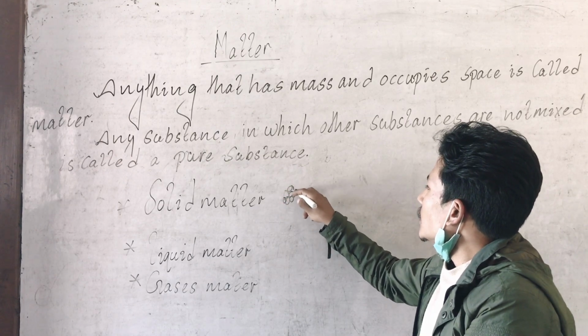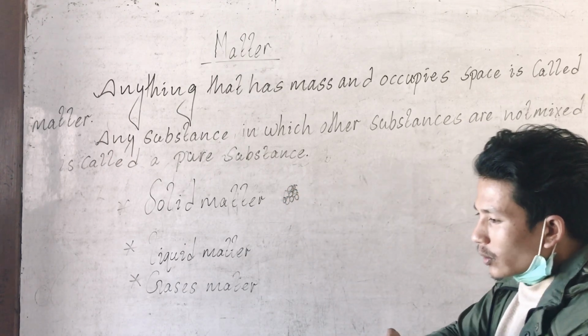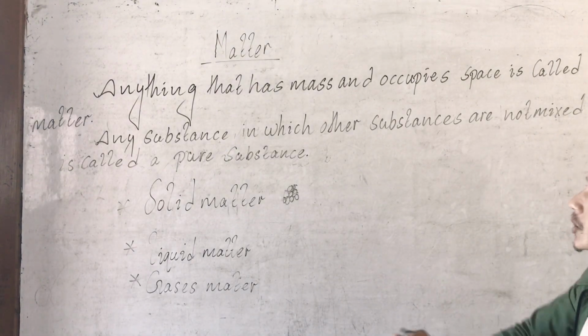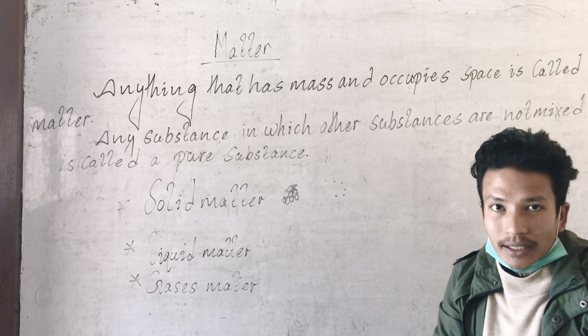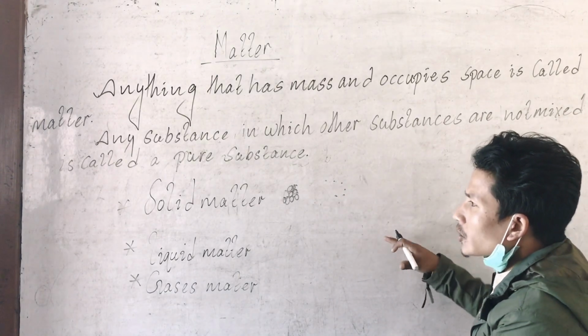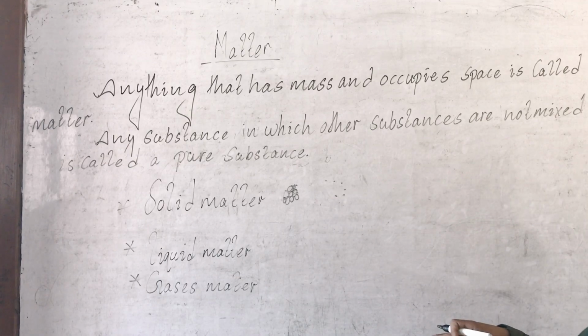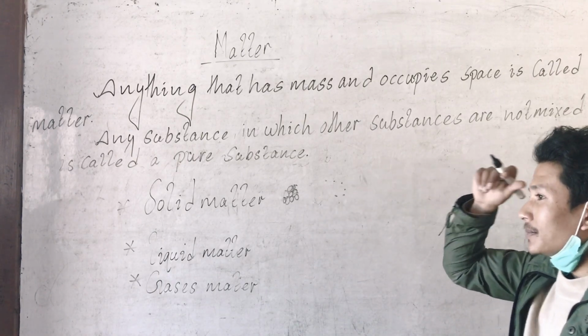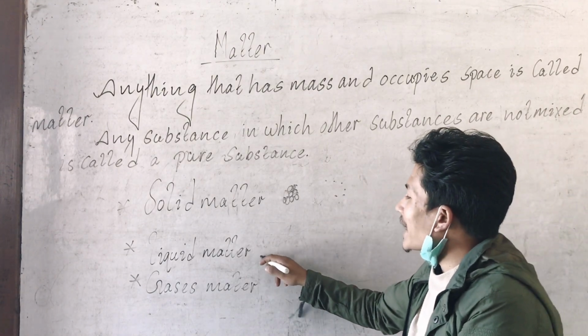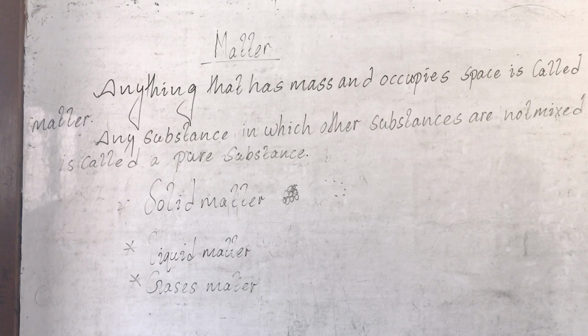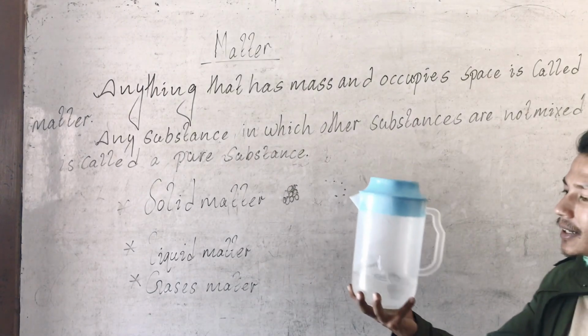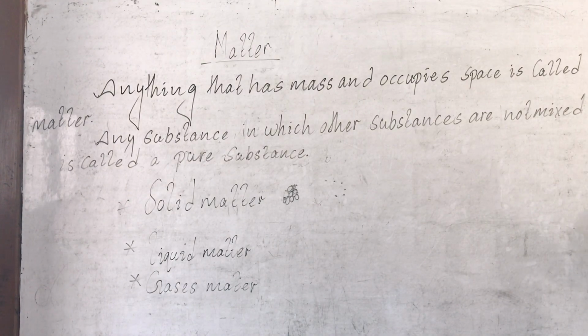Now a substance in which other substances are not mixed is called a pure substance. If no other small substances are mixed in any substance, that kind of substance is known as a pure substance, right? For example, let's take a whiteboard. Suppose whiteboard is a kind of substance, and it is made up of wood. And you can see we haven't used any other materials. We haven't used iron here, we haven't used silver here. It's only made up of pure wood. That's why it's a pure wood substance, we can say. Okay, I'm just giving you an example. So all together we have three matters: solid matter, liquid matter, gas matter.